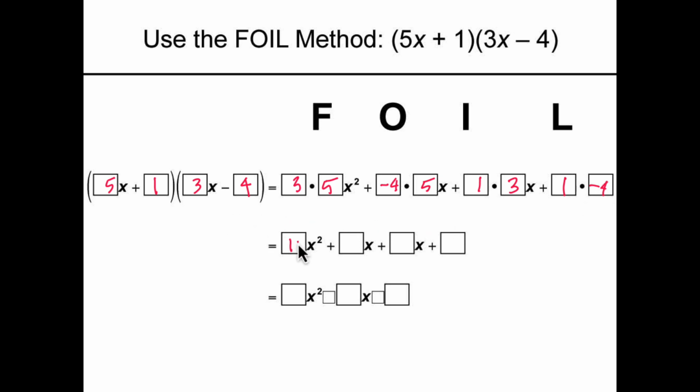Simplifying, we get 15x squared, and this simplifies to negative 20x. This simplifies to 3x, and this becomes negative 4. Simplifying further, we get 15x squared minus 20 plus 3 is minus 17x, and then negative 4 becomes minus 4. So the simplified form is 15x squared minus 17x minus 4.